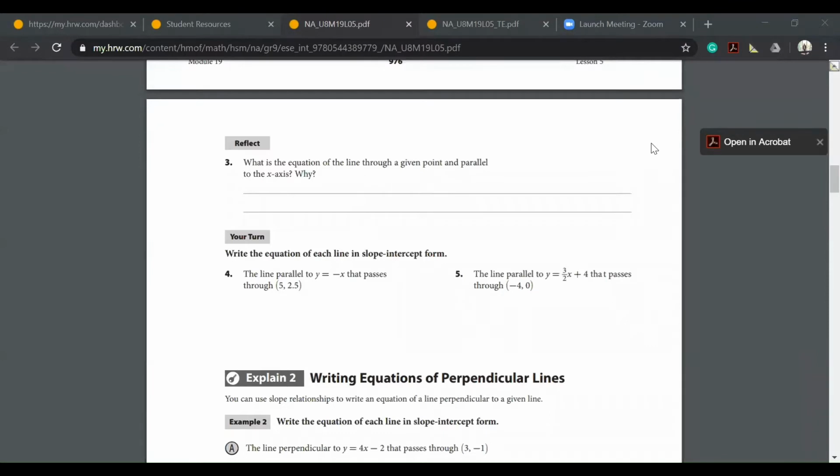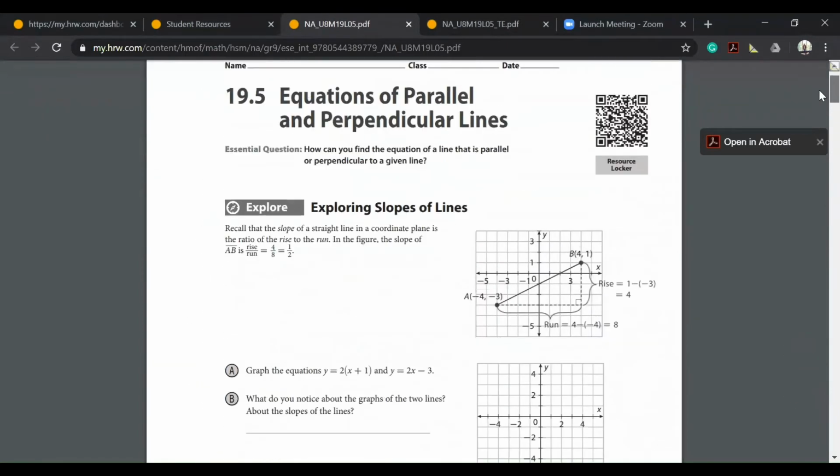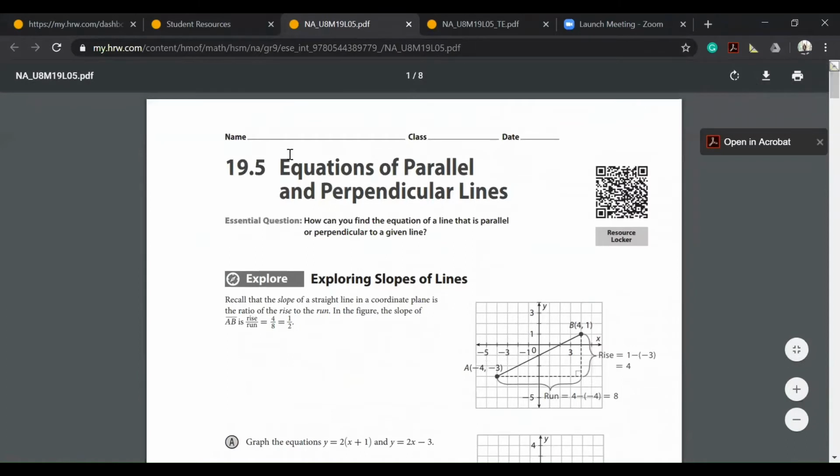Okay, today we are finishing lesson 19.5 and we are doing some extra questions about it. First of all, if you remember, what did we do yesterday? We were talking about the equations of parallel and perpendicular lines.